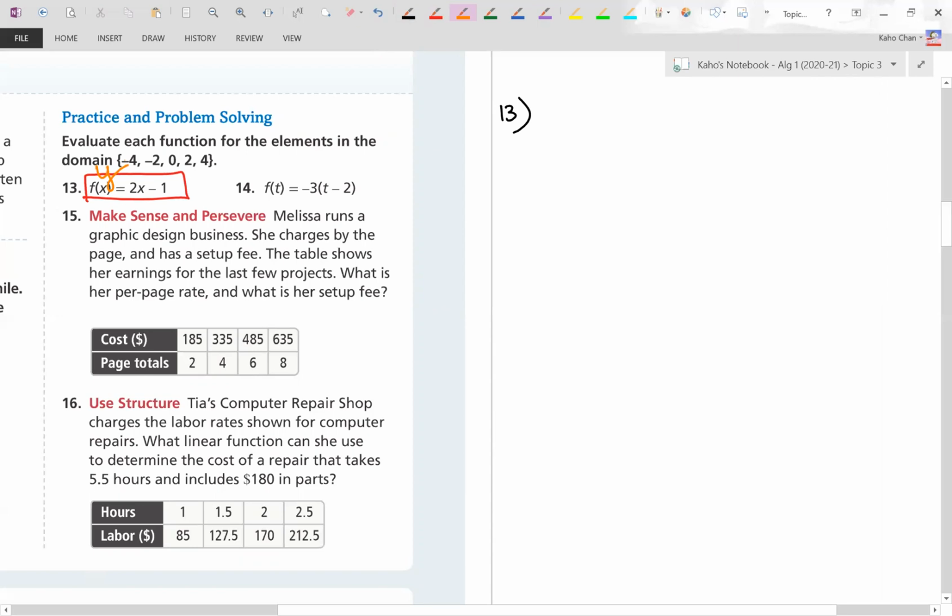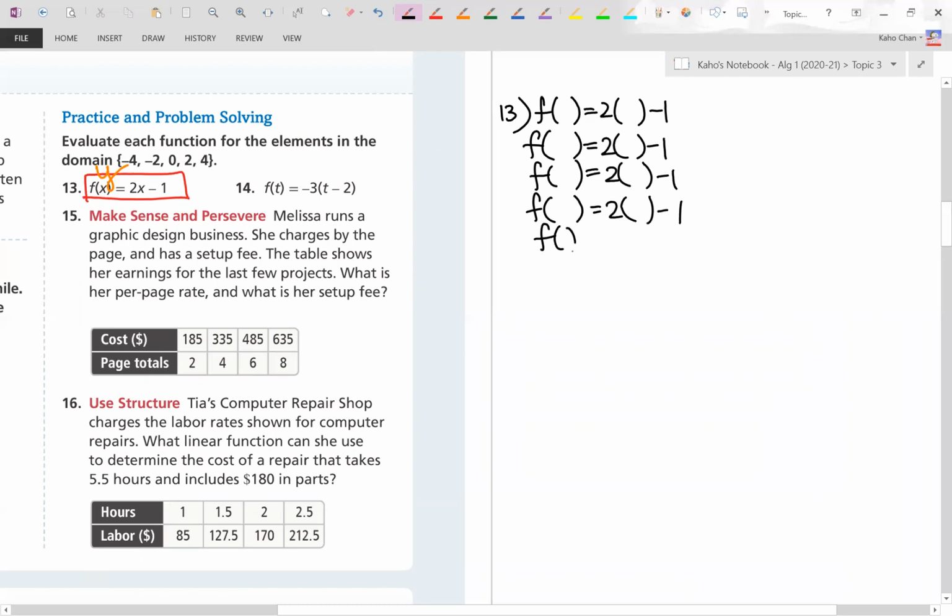What we're doing is I'm going to represent plugging in -4, -2, 0, 2, and 4 using function notation. f of x equals 2x minus 1. And I'm going to do this 5 times. Holy cow. Each time will be a different element from the domain. I am plugging in -4, -2, 0, 2, and 4.